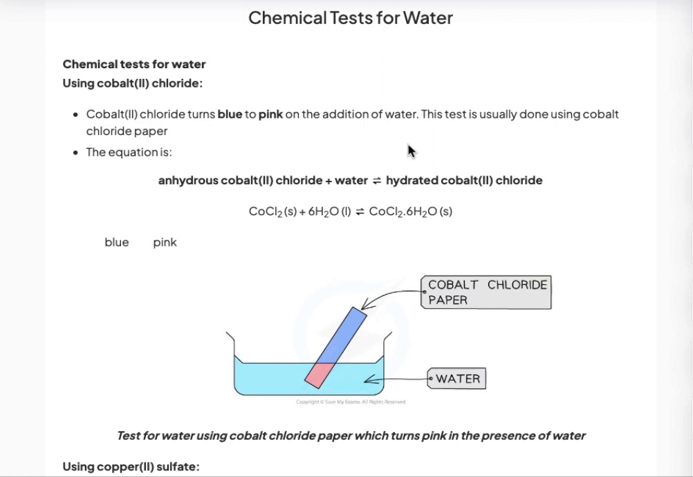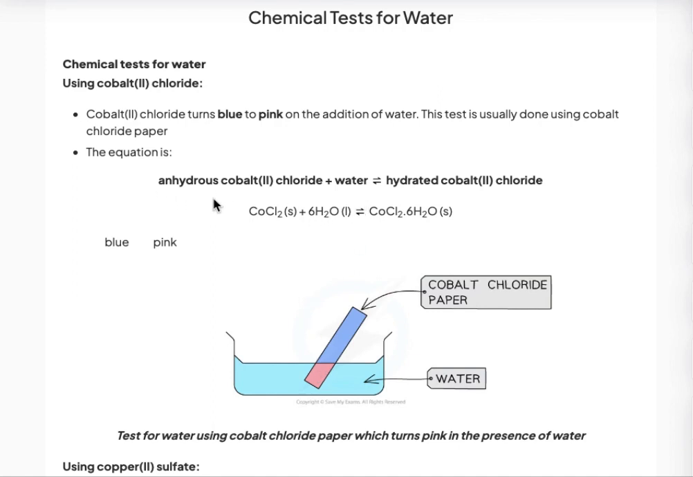This test is usually done using cobalt 2 chloride paper. We use the cobalt 2 chloride paper, which is blue, and we dip it in water, and it will turn the color of the part that has touched water to pink.